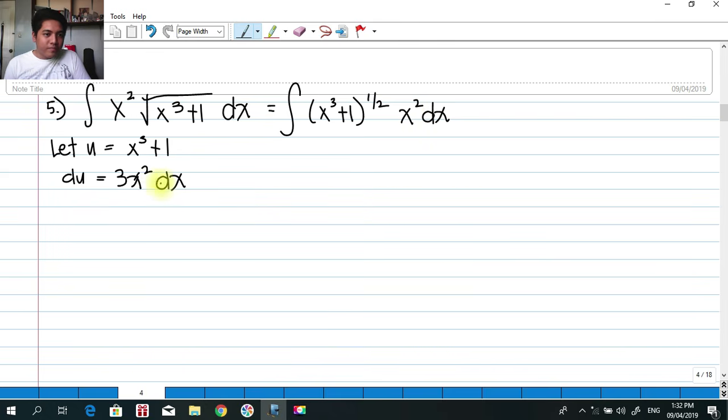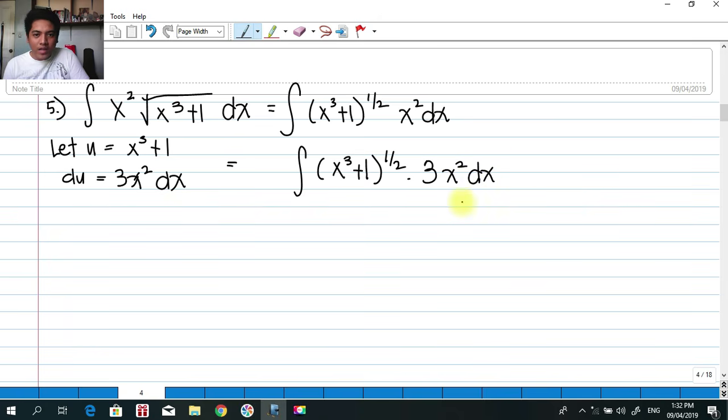Now we have 3x squared dx here. So what we are going to do is that we have the integral of (x cubed plus 1) raised to 1/2. Then we're going to add 3 here such that it fits our du. But remember also that when we add 3 here, we must also add 1/3 just to compensate for it. It's always the reciprocal of what we have added.